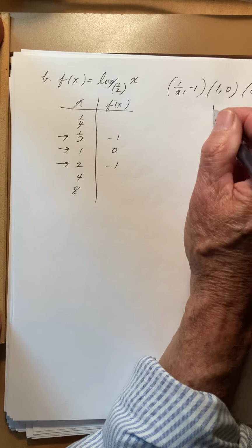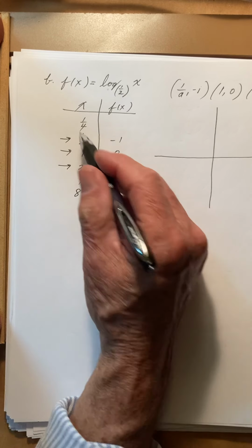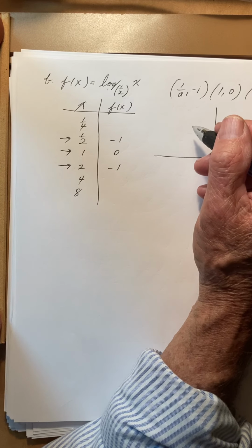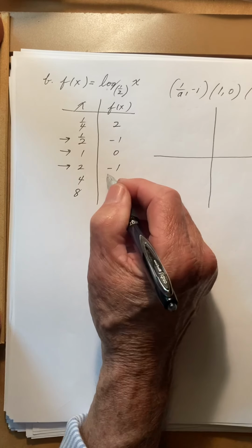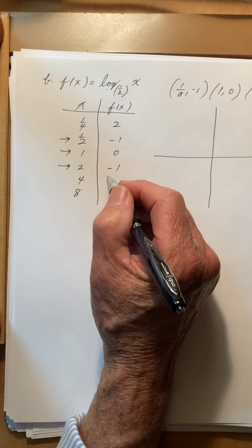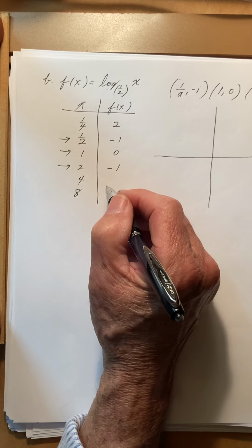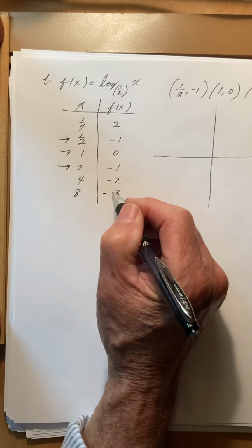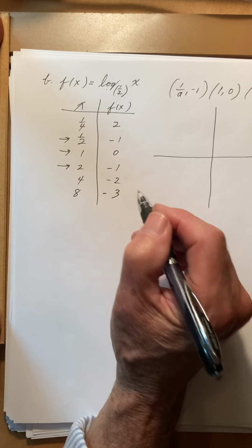I will let you calculate the rest of these values just like we did under part A, and they will come out to be 2, let's see, 3 here, and -2 and -3 here. So 1/4 and 2. Okay.